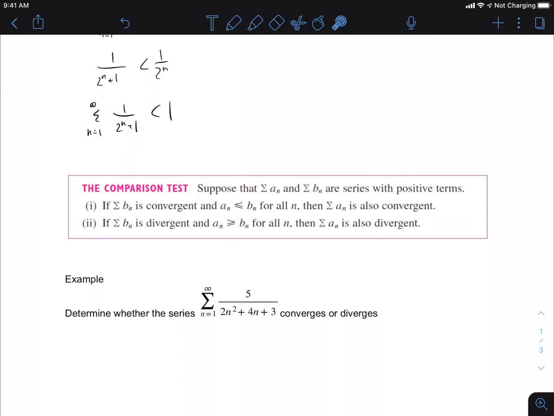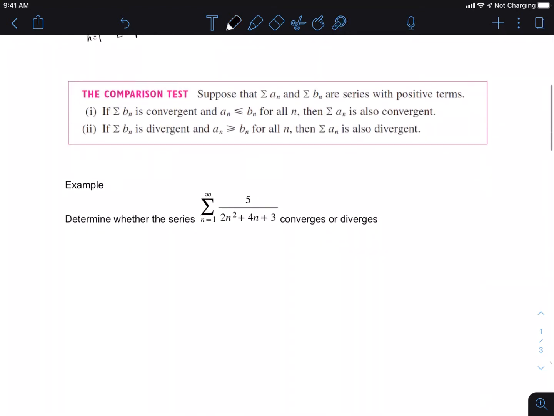On the other side, if we have something that's smaller that diverges, then something that's bigger is also going to diverge. So the opposite is going on here. As the smaller one diverges, the bigger one has to diverge also. So that's what this is saying here. So let's show an example of this so you guys can better understand it.